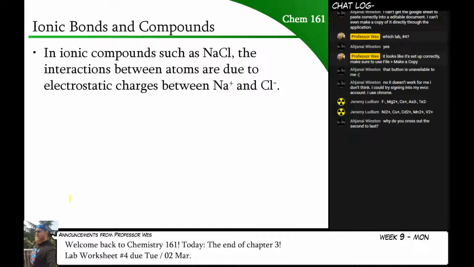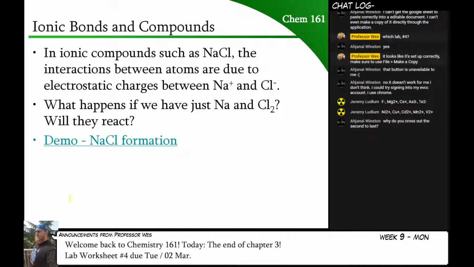All right. Now, to show this process in action, I'm going to show you the electron transfer for just neutral elements, chlorine gas, Cl2, and then sodium metal. And I don't know if this is the right video. I want to say that it is, but it might not be. So let me click on it really quick. And it is. That's good. So let's get this over here.